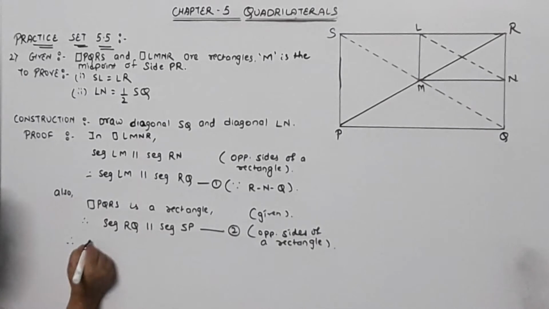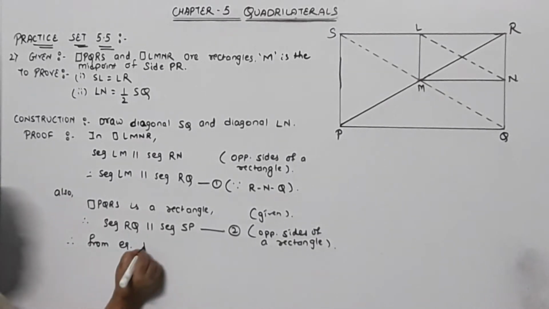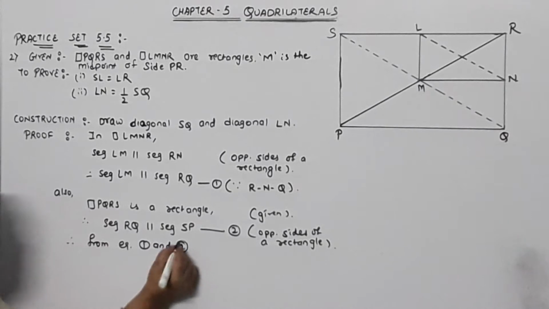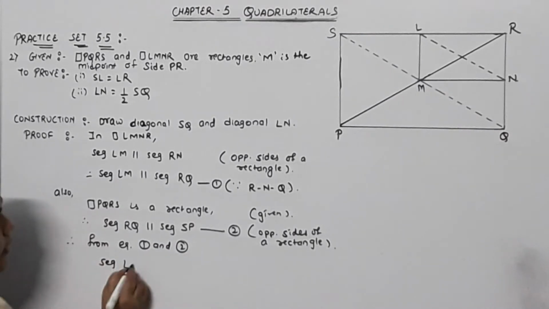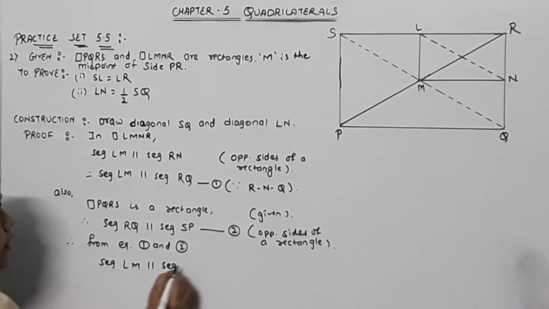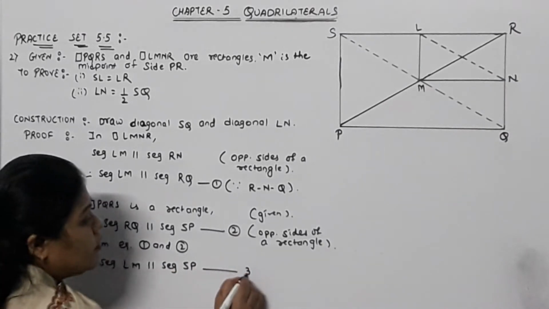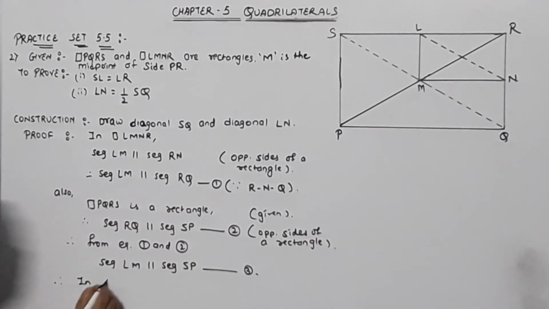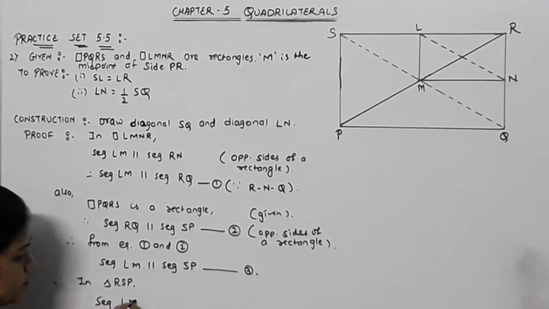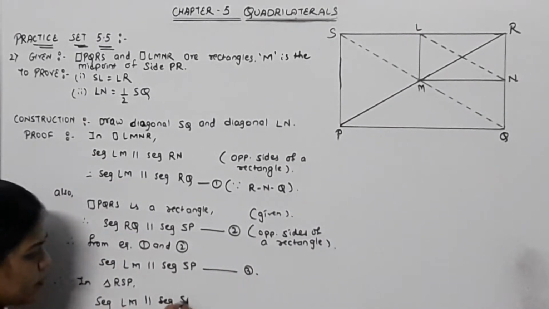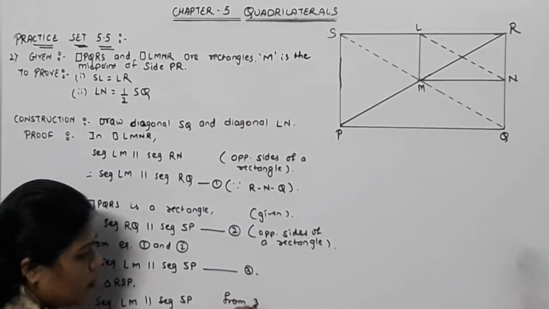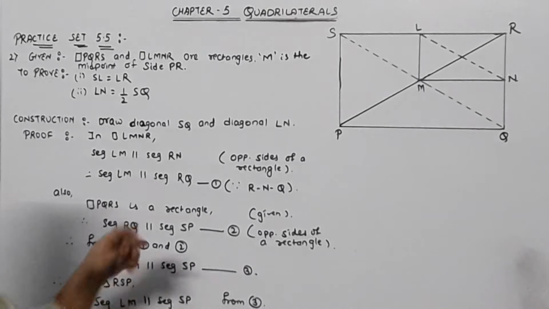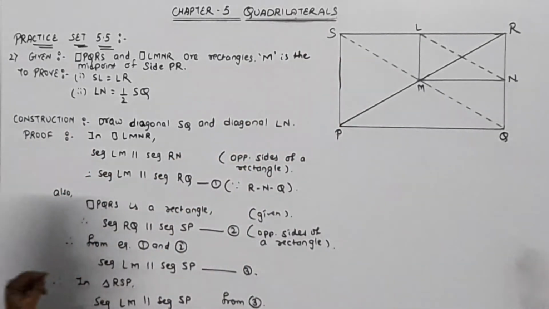Therefore, from equation 1 and 2, seg LM parallel seg SP. This will be your equation 3, right? Therefore, in triangle RSP, seg LM parallel seg SP from equation 3. We have already proved that LM is parallel to SP, right?